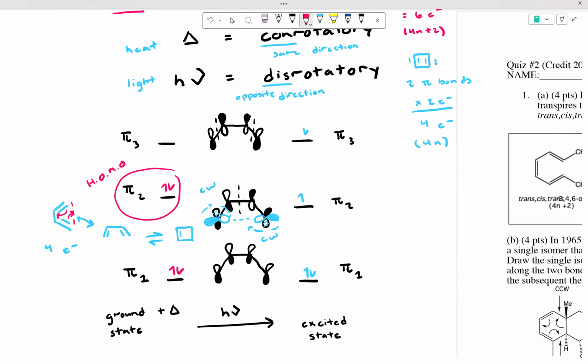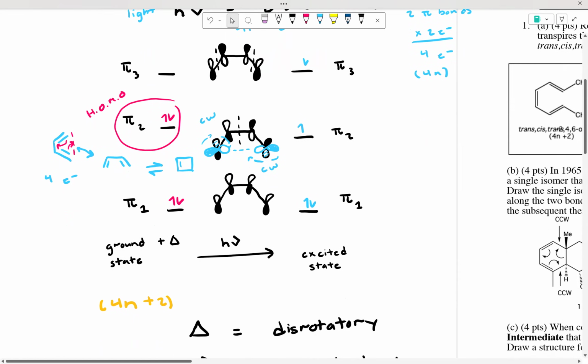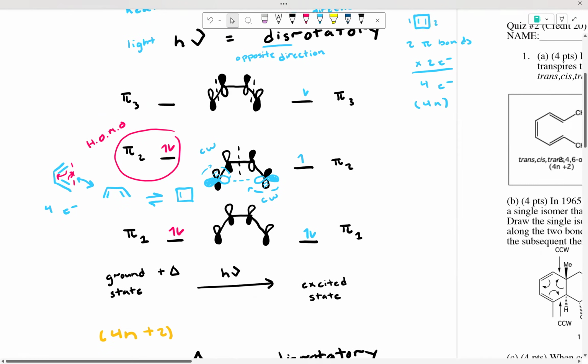Next, we're going to see what happens after we put our diene and excite it with light. Light excites electrons to a higher energy level because particles of light have energy in them. Depending on the wavelength of light, it can match the energy difference between pi 2 and pi 3 for one electron to be excited.